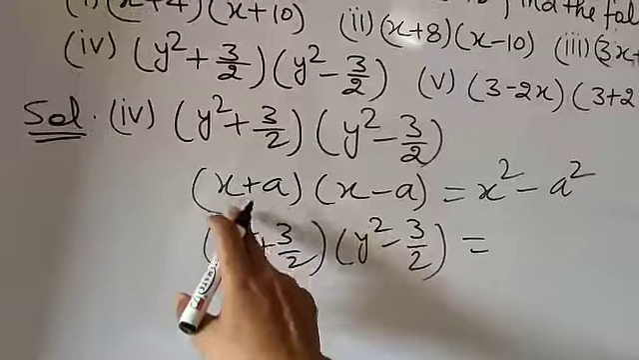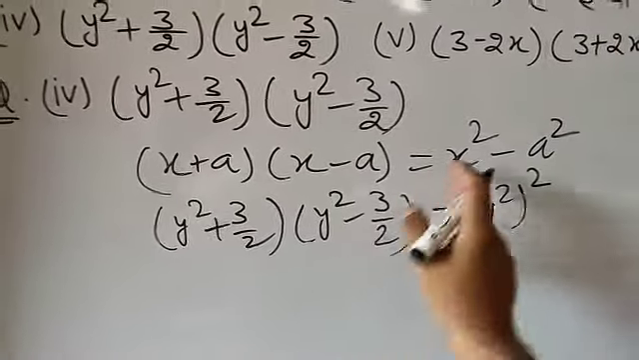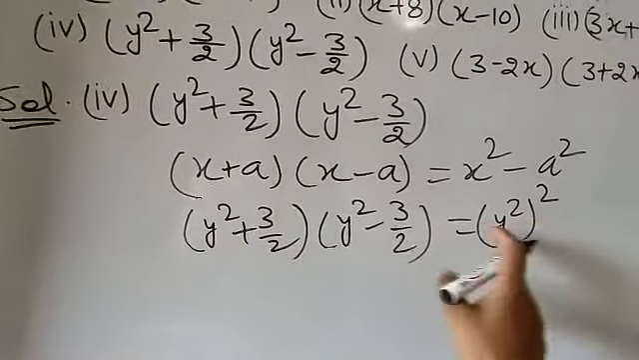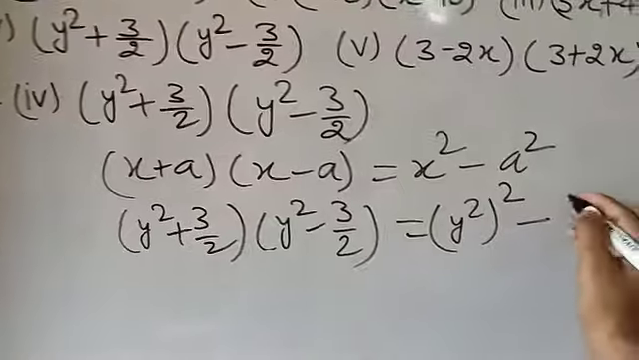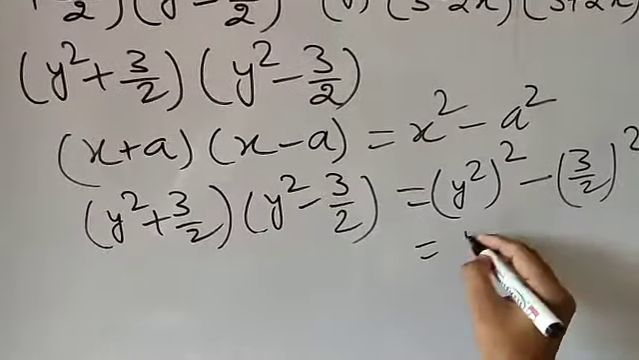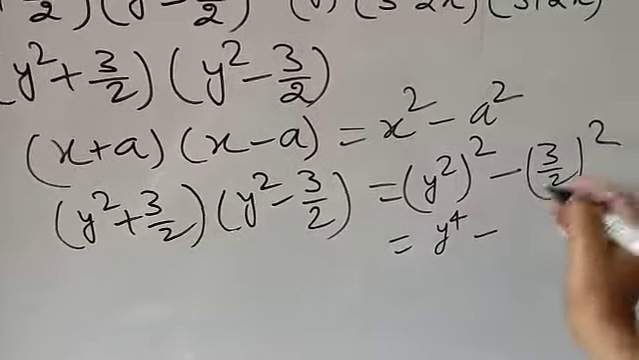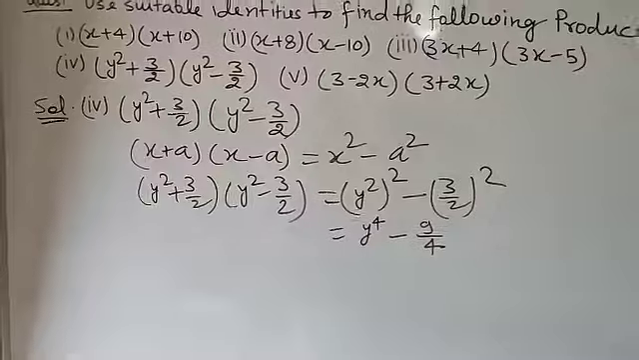So y square at the place of x, so y square and its square, but here x is y square, so y square its square, minus a square, and a is 3 by 2, so minus 3 by 2 square. It is equal to y square square, that will be y power 4, minus 3 by 2 square, 9 by 4. So it is the answer of the fourth part.